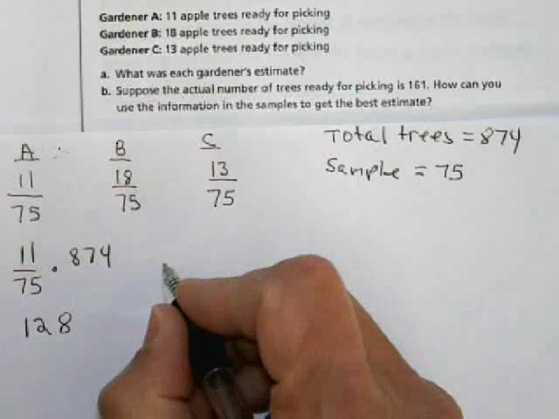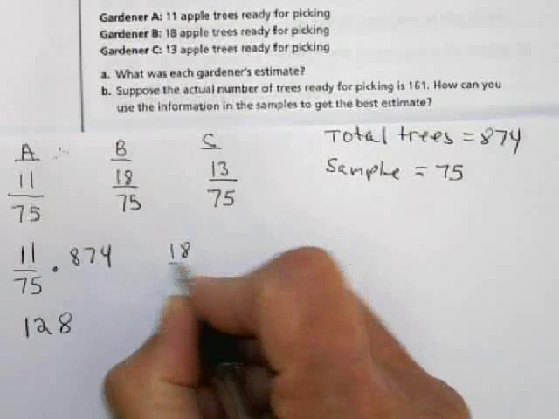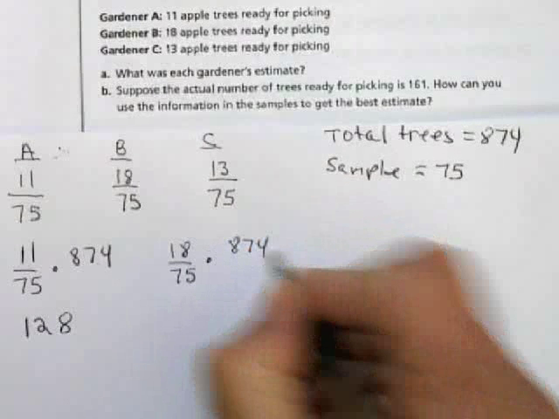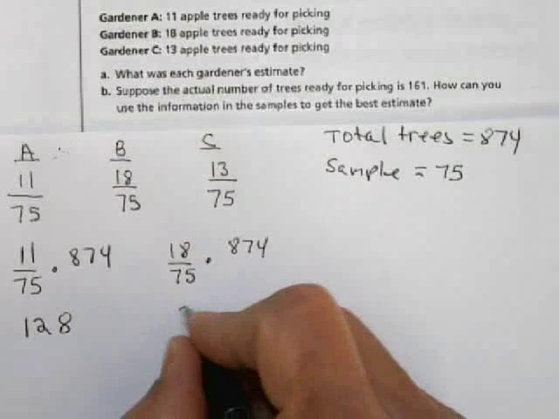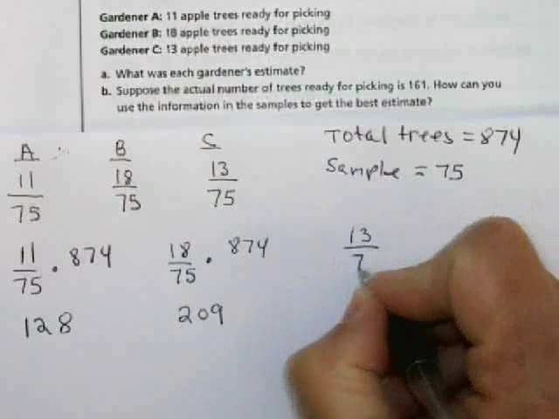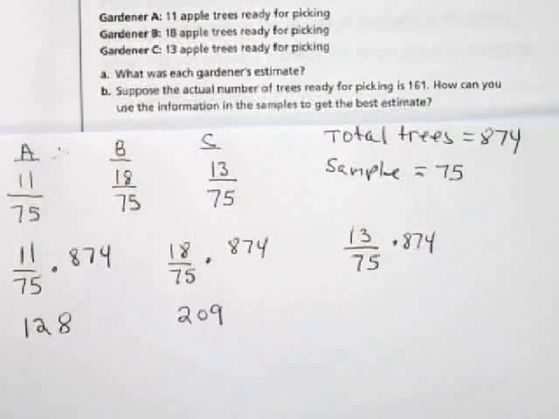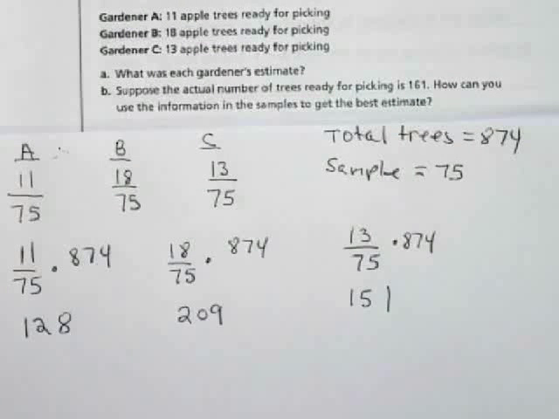For Gardener B, we have 18/75, and we'd multiply that once again by our total number of trees in the orchard, which is 874. That would give us about 209 trees. And for the third person, they said that 13 in their sample of 75 were ready for picking, and if I multiply that by 874, that gives me approximately 151 trees that are ready for picking.